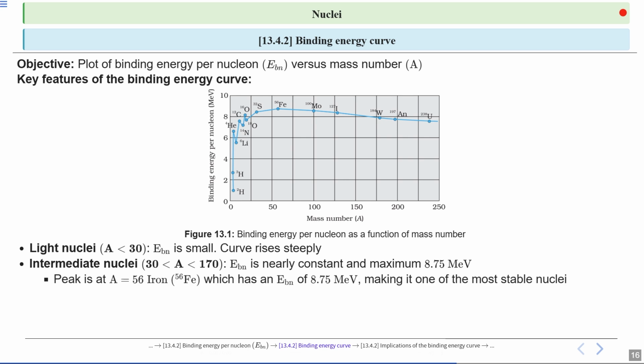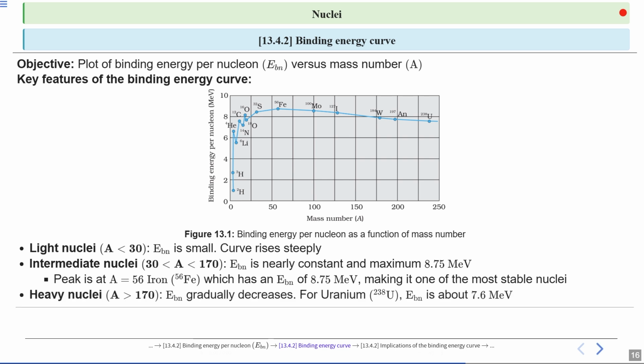The peak of the curve is at mass number A equal to 56, which is iron-56. This nucleus has a binding energy per nucleon of about 8.75 mega electron volt, making it one of the most stable nuclei in nature. That's why iron is so common in the universe. It's the end product of many nuclear reactions in stars.